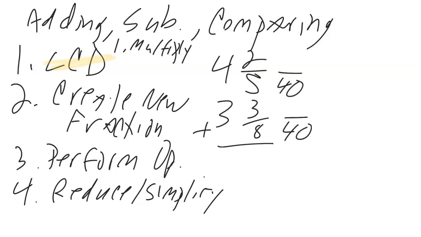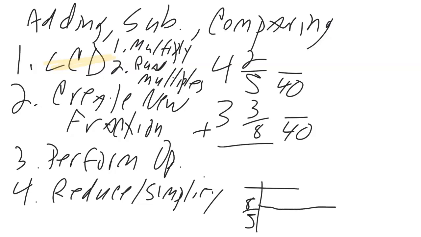Okay, and then the second way to find the lowest common denominator is to run the multiples. So there's two ways to do it. One is simply to multiply the 5 times 8, and the second way is to run the multiples. And when I say run the multiples, what I'm talking about is just making a chart of both denominators, 8 and 5, and then kind of making your own multiplication chart.